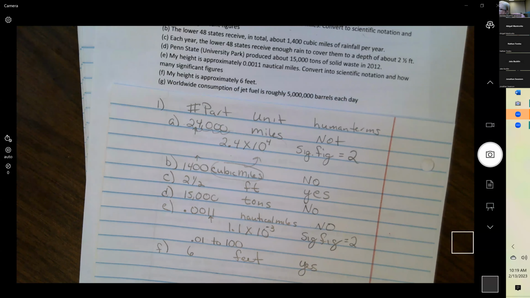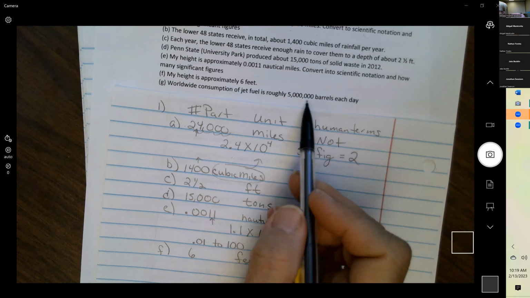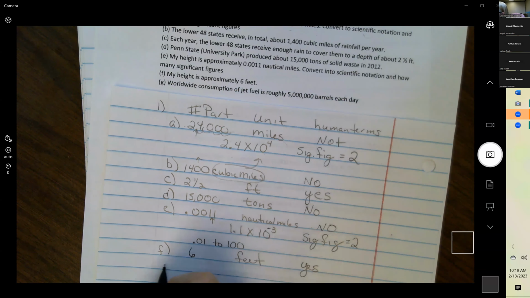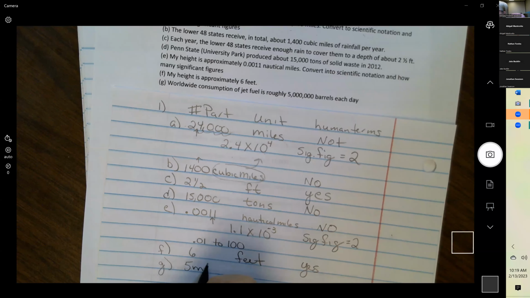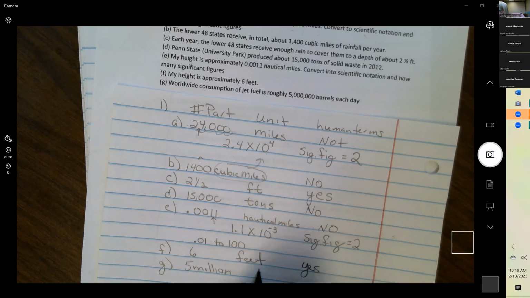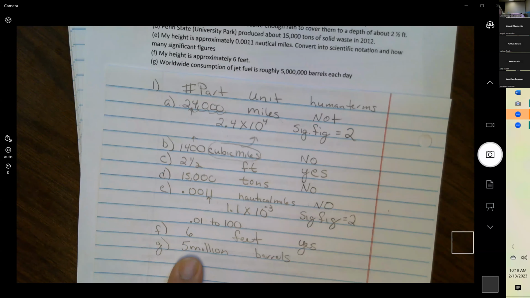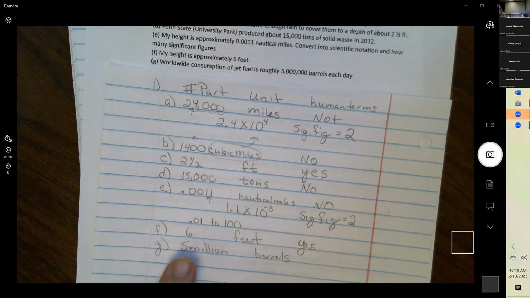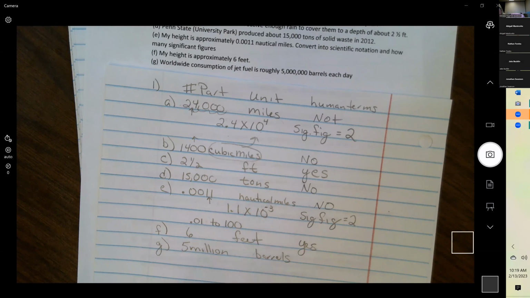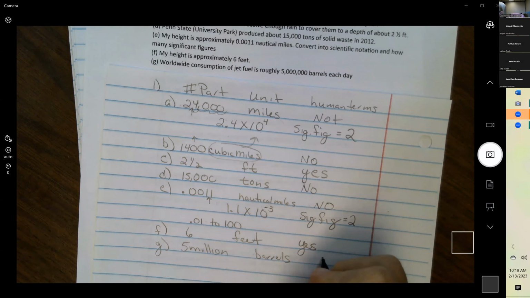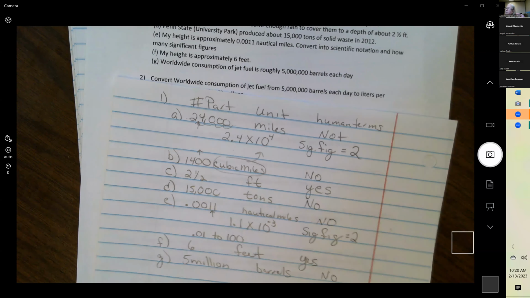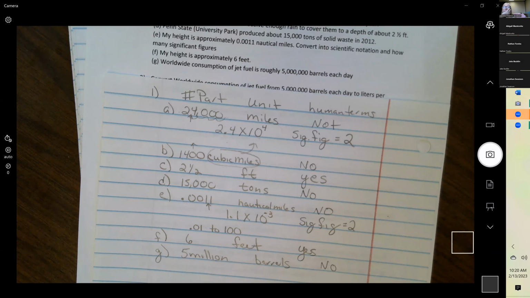Worldwide consumption of jet fuel is roughly 5 million. 5 million is my number. Barrels is my unit. This number is huge, so it's definitely not in human terms. So any questions on that?